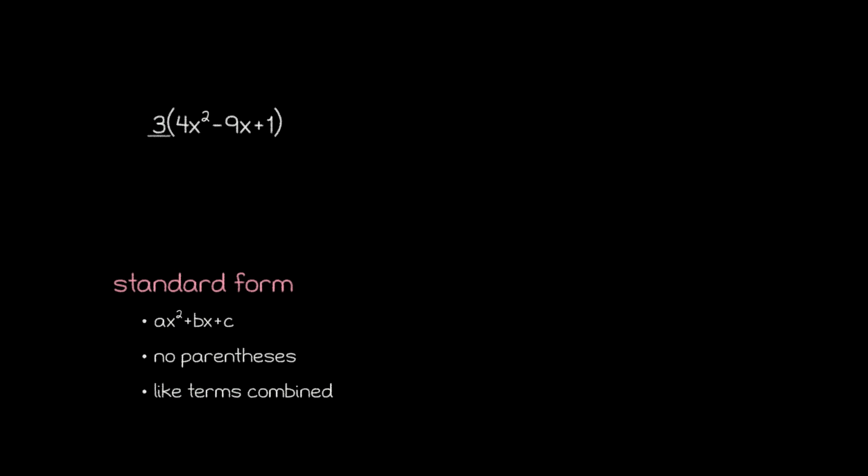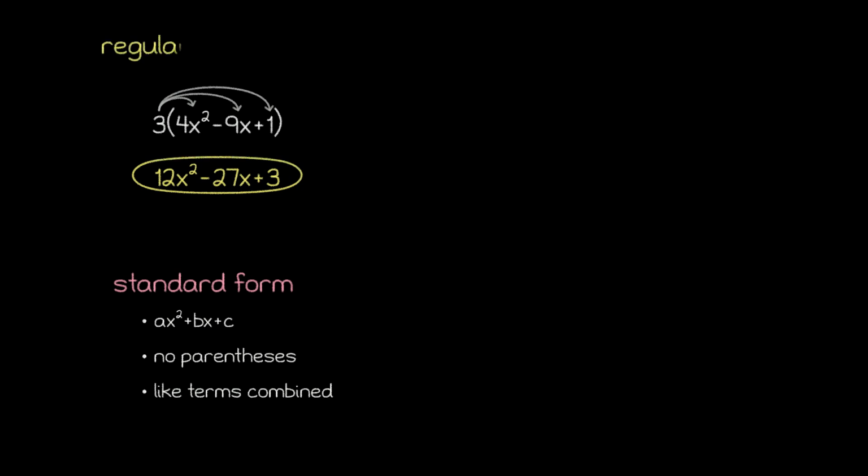So how can we eliminate the parentheses and see the true standard form? Well, we simply distribute the 3 to each term inside the parentheses, and after multiplying each of those terms by 3, we get this result. And if that's all it takes to eliminate parentheses and convert to the standard form, we should be set.